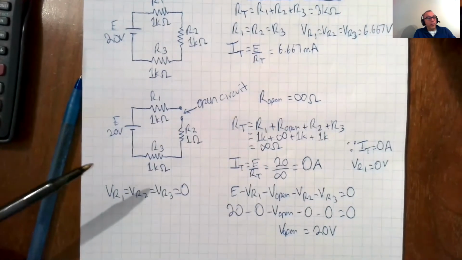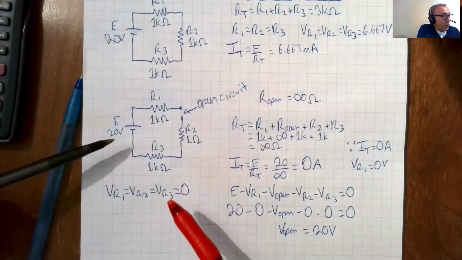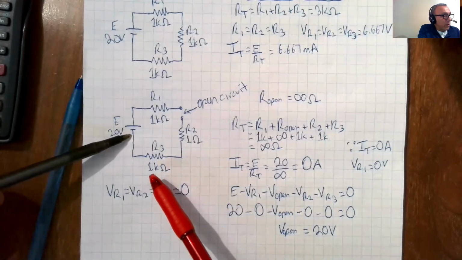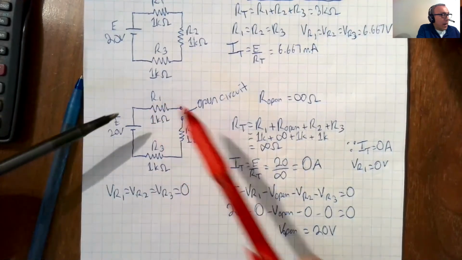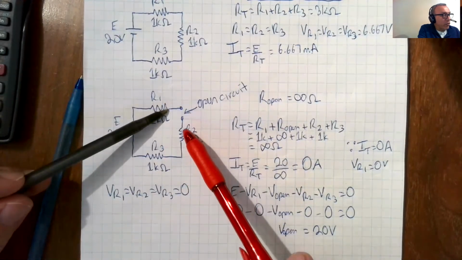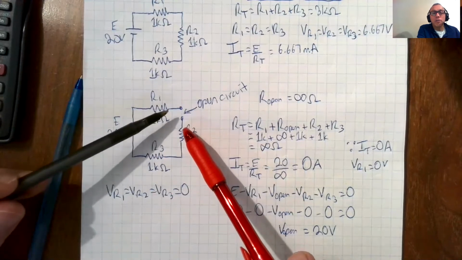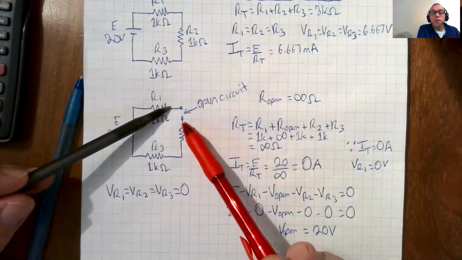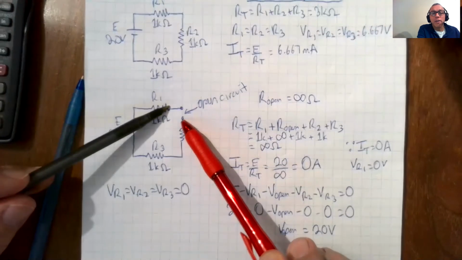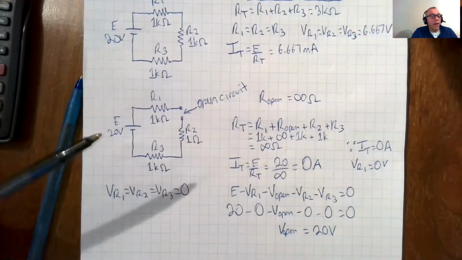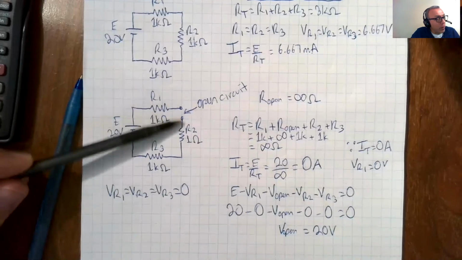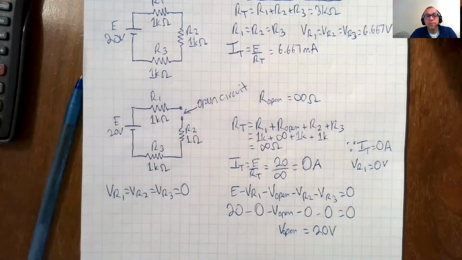So now what you do is you would measure between E and R1, and you still get 0. Now when you measure the connection between R1 and R2, you see that you get the full value of E, which tells you where the open circuit is. Okay, that is when there's an opening in the circuit.